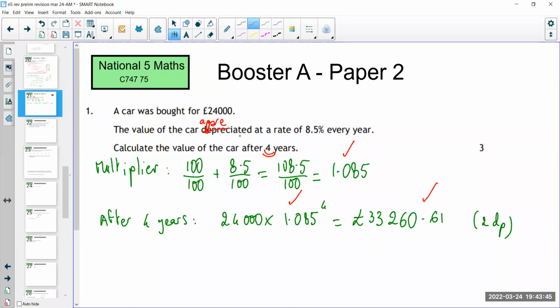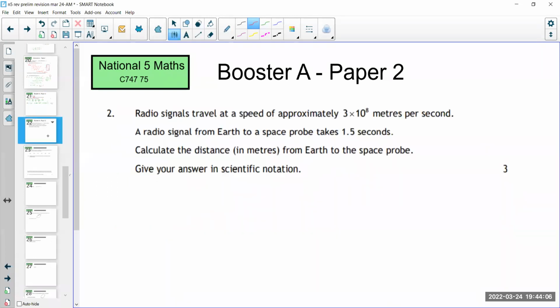Okay, so you won't get any depreciation question, like I said, but make sure you know how to find your multiplier. Your multiplier is whatever you've got, 100% plus the new percentage. Okay. Any question with this? Should be okay. So the next question here is to see if you remember from National 4 doing a bit of distance, speed, and time.